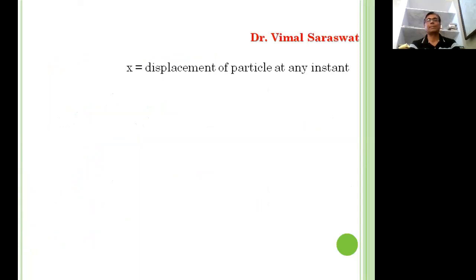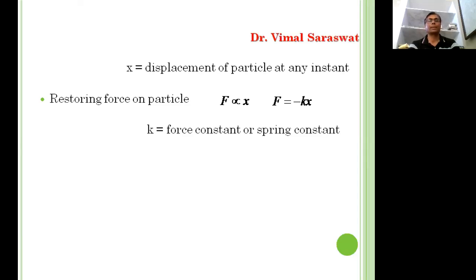If x is the displacement of the particle at any instant, then the restoring force F on the particle is directly proportional to x, and if we eliminate the proportionality sign, then there is always a constant and an equal to sign. So F equals minus kx. Since the restoring force is always directed towards the mean position, here we have a negative sign. This k is known as the force constant or spring constant.